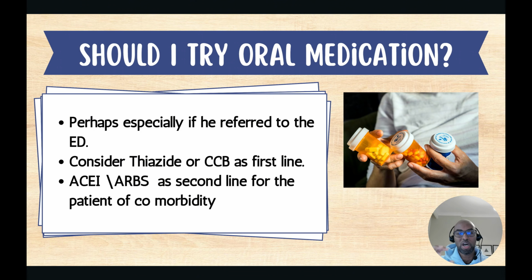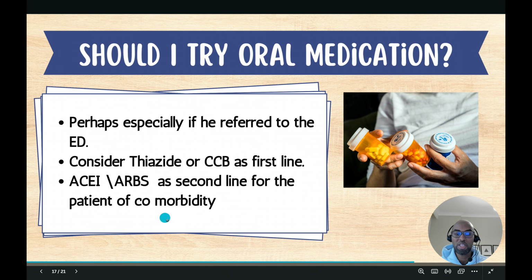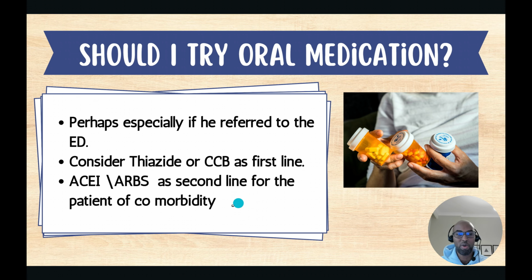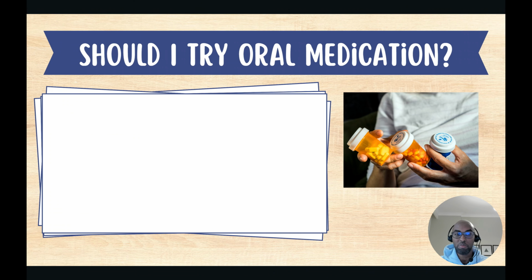If you want to start antihypertensive medication, and you are really worried about that and the patient is anxious, you can start in this setting thiazide diuretics or a calcium channel blocker as first line. If the patient has comorbidity like diabetes, heart failure, history of previous MI, whatever, you can give the patient an angiotensin converting enzyme inhibitor or ARBs. And this will really help the patient.